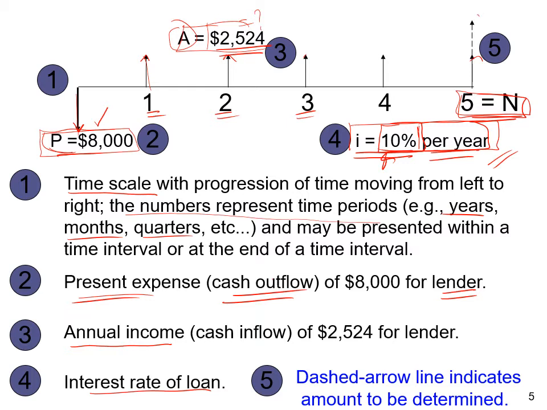And in some questions, in some cash flows, we have such dashed lines. Usually we indicate the amount that we want to determine by such a dashed arrow. Okay, so it will be the question. We are given such a present value, such annual incomes. What will be the future value, the future equivalent value of this cash flow? So this will be the question.